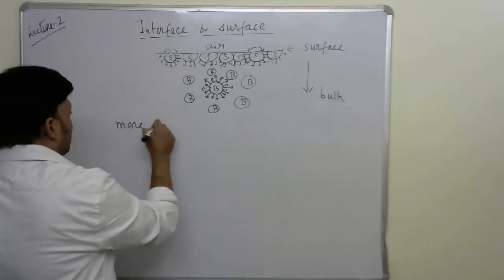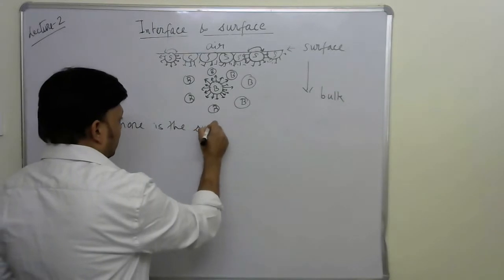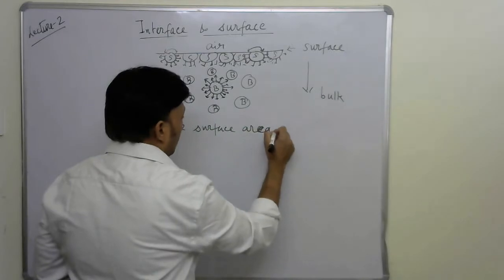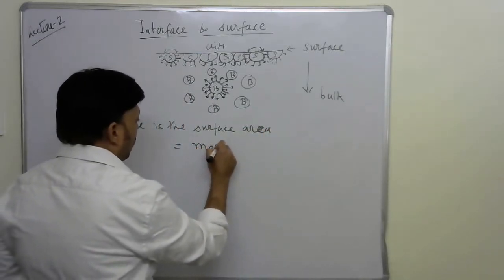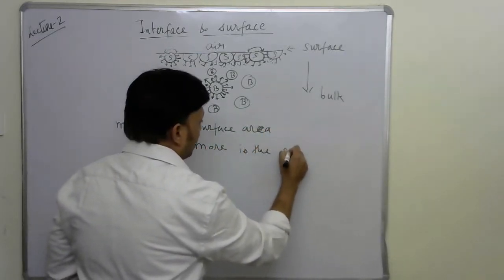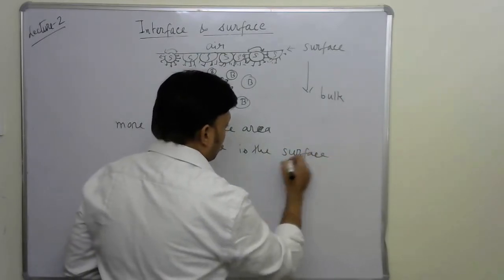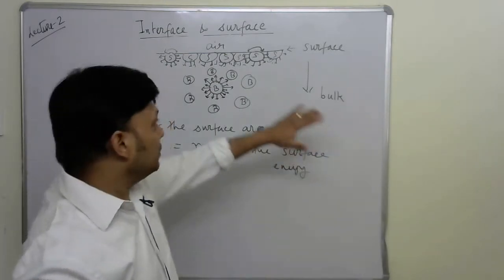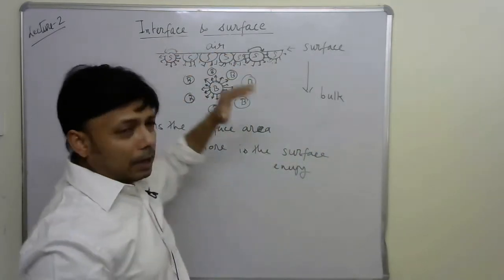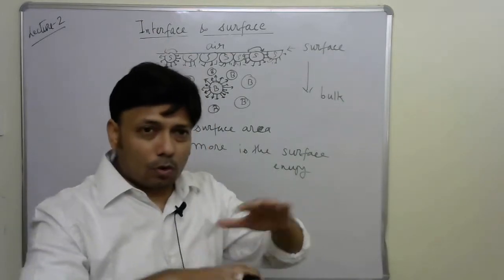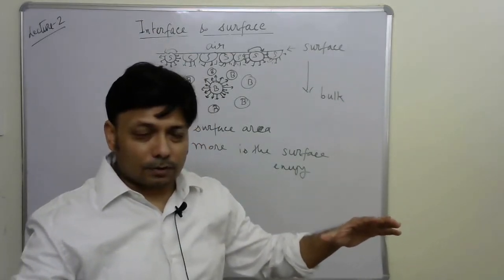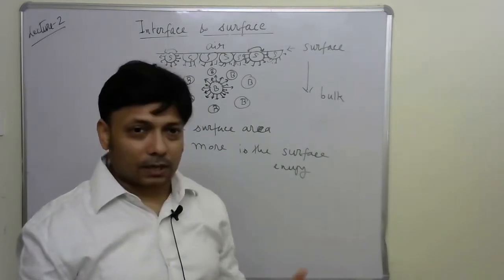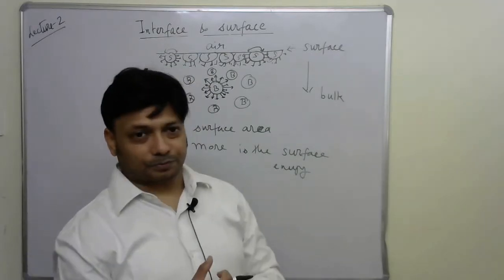the more the surface area, and now that's very important, the more the surface energy. Okay, so this is very important because the energy is also proportional to the area. Obviously, if we have more unbalanced molecules at the surface, they will experience more force towards the bulk and the surface energy is more.